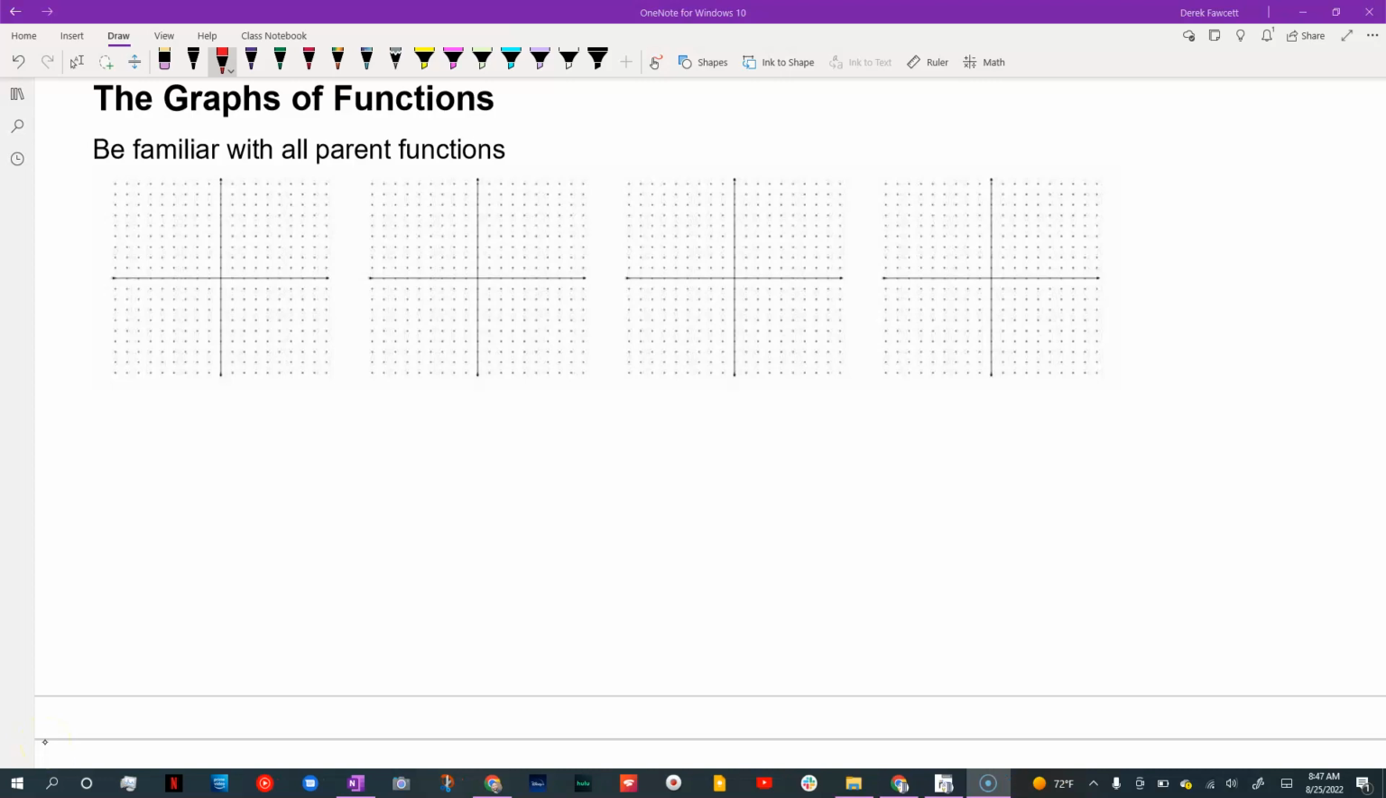Now looking at the graphs of functions and all the parent functions that you need to be familiar with, there's more as well if you look on the next page, but on this one we're going to be looking at the most simple ones. So you have y is equal to x, or f of x is equal to x squared, x to the third, and square root of x.